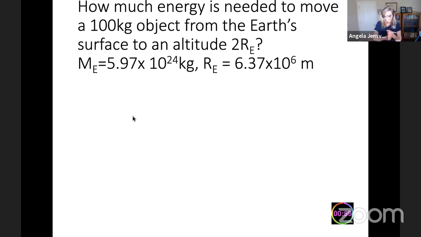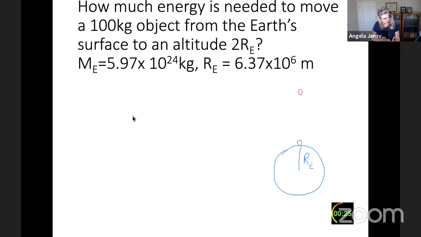Okay, so when we say how much energy is needed to move an object from the surface of the Earth to an altitude of 2 R_E, what you're interested in is how much the potential energy changes. So let's draw a picture. You have the Earth, and then you have an object on its surface. Originally, the distance between their centers is R_E. And then later on, you want to move it to an altitude of 2 R_E.